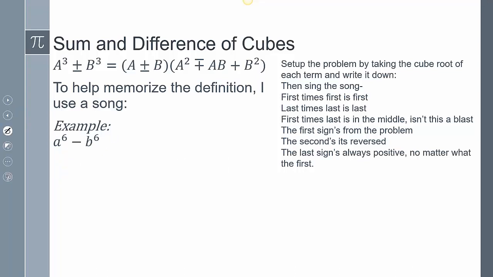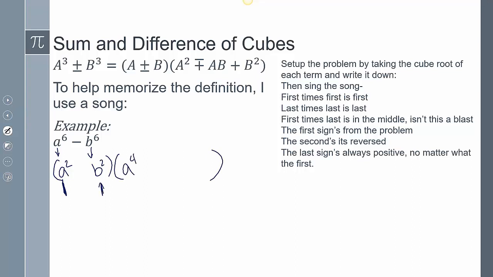Let's try this one. So I have to take the cube root. Now if I take the cube root of this, this is going to give me a squared. If I take the cube root of this, this is going to give me b squared. And so I have those values. And so this is going to be setting this up. So singing the song, first times first is first.